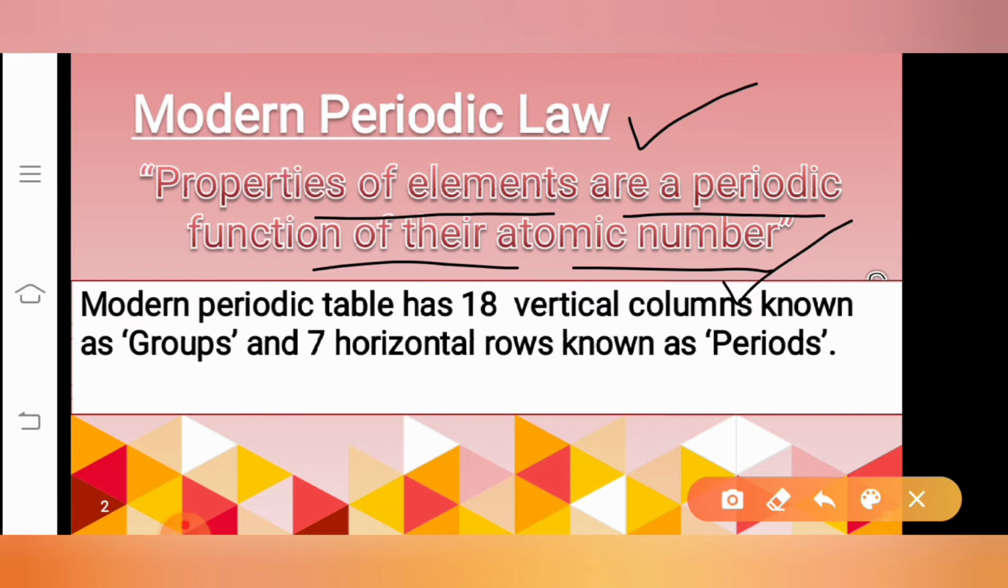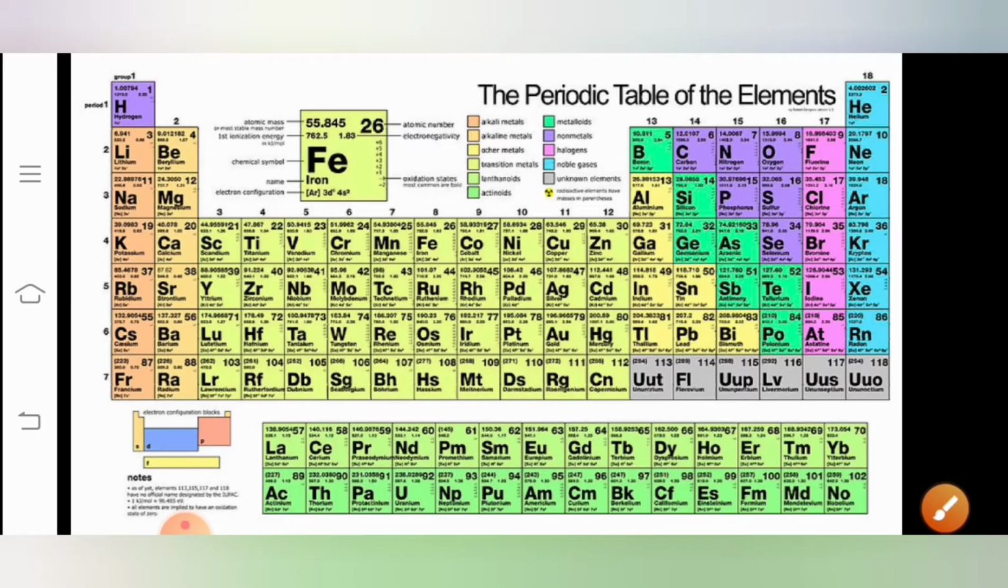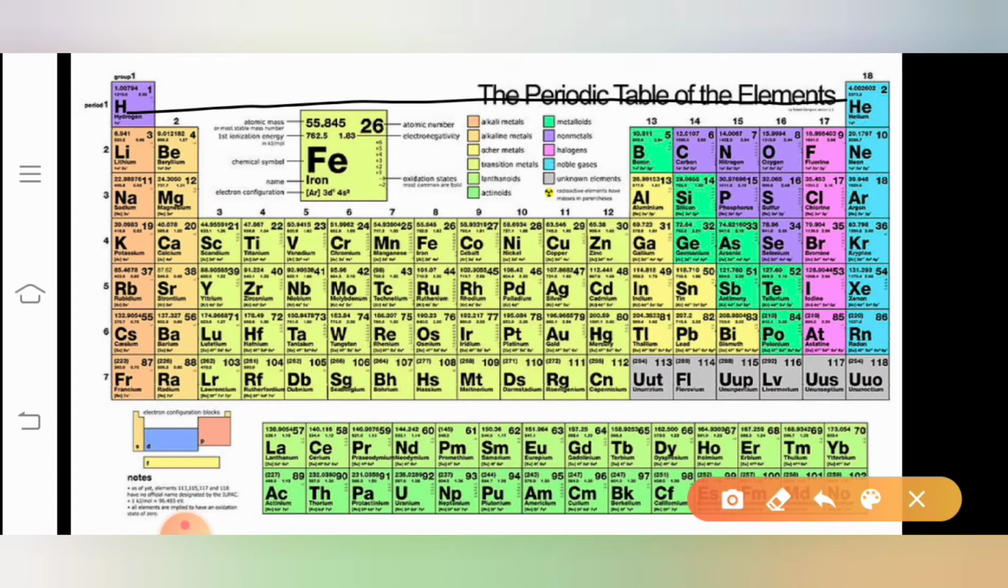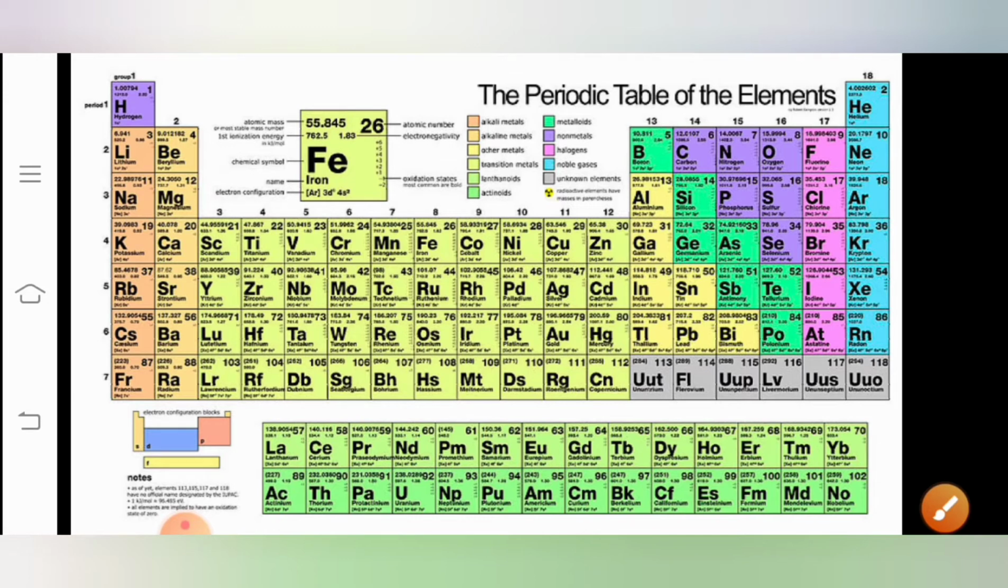Correct? And the modern periodic table has 18 vertical columns, which are known as groups, and 7 horizontal rows, which are known as periods. If you look at this table, you can find the groups. There are totally how many groups? There are totally 18 groups and there are 7 periods. Correct? So now, let us understand the modern periodic table in detail, the periods and groups.